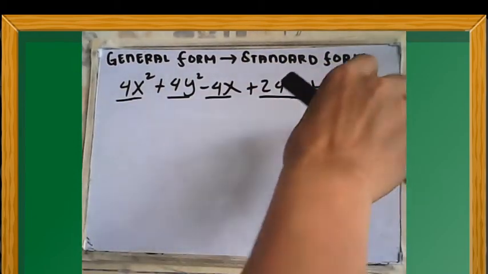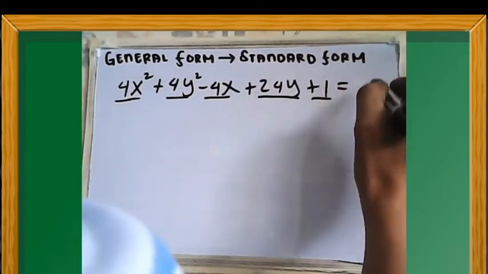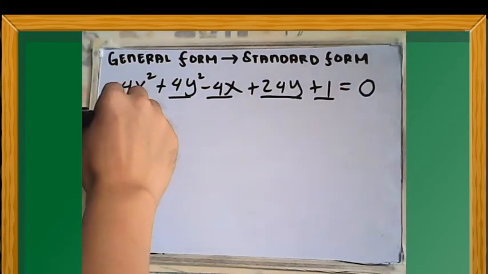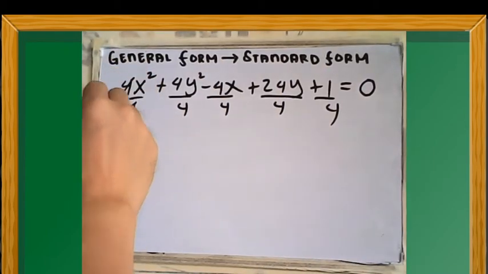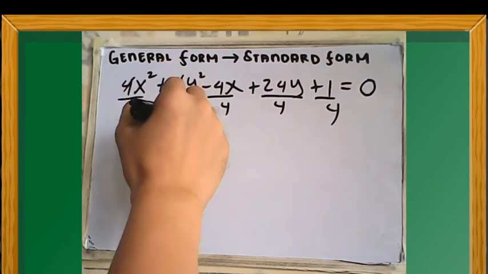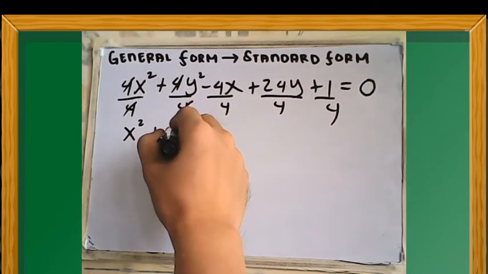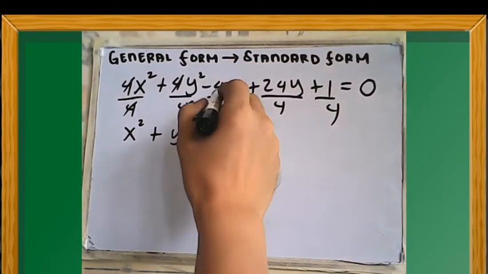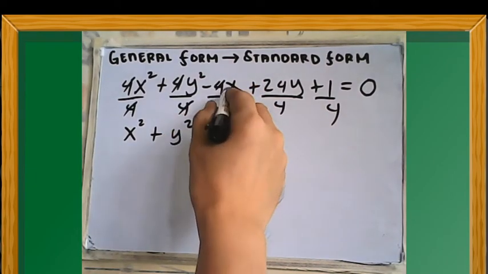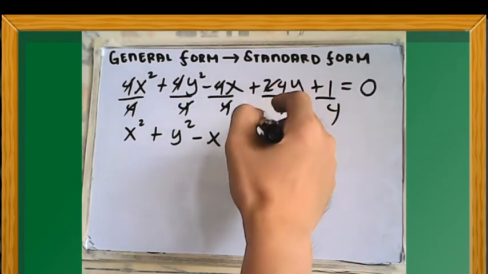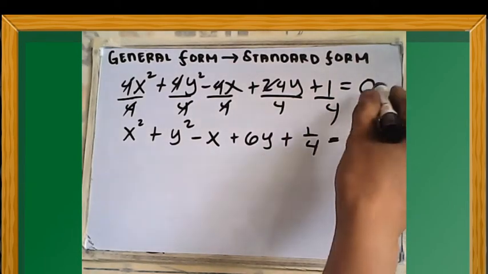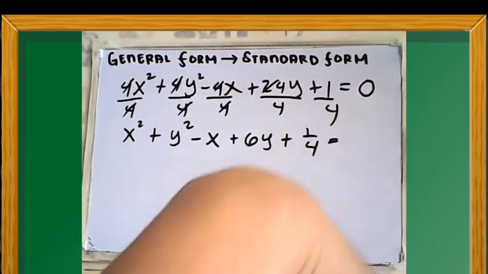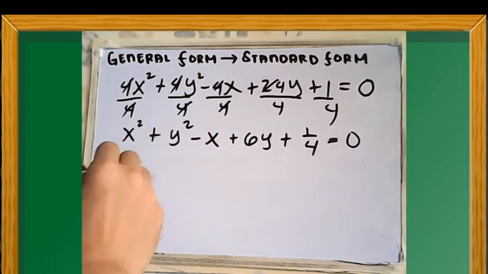Since 0 is the numerator, the answer is still 0. So let's divide each term by 4. 4x squared divided by 4 is x squared. Then 4y squared over 4 is y squared. Negative 4x divided by 4 is negative x. 24y over 4 is 6y. For the last term, since we cannot divide 1 by 4 evenly, we will just copy 1 fourth. And 0 over 4 is also 0.